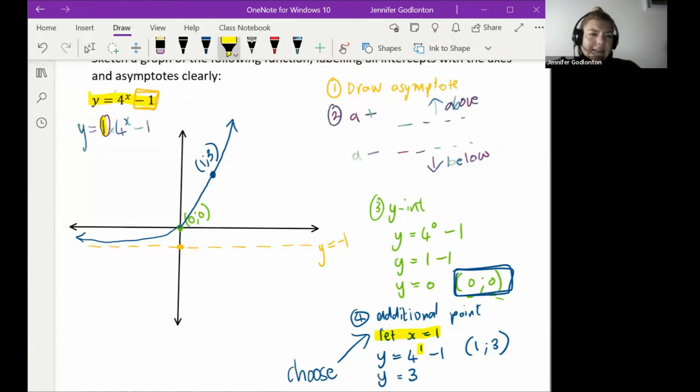Like Yolanda has said in the chat, making x equal to 1 is always your easiest option, unless you're dealing with a fraction, in which case sometimes something else is a bit easier. But you could use anything. You could use 6. You're just going to have a very, very big number, because that means 4 to the power of 6 minus 1. But you can make it whatever you would like it to be. You just want to get a set of coordinates.